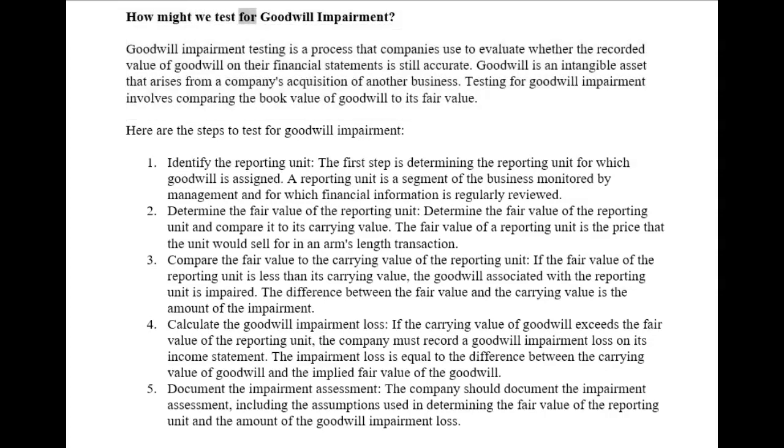How might we test for goodwill impairment? Goodwill impairment testing is a process that companies use to evaluate whether the recorded value of goodwill on their financial statements is still accurate. Goodwill is an intangible asset that arises from a company's acquisition of another business. Testing for goodwill impairment involves comparing the book value of goodwill to its fair value.